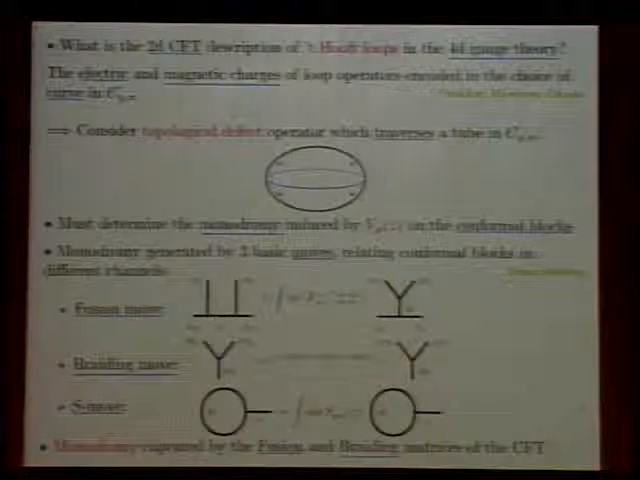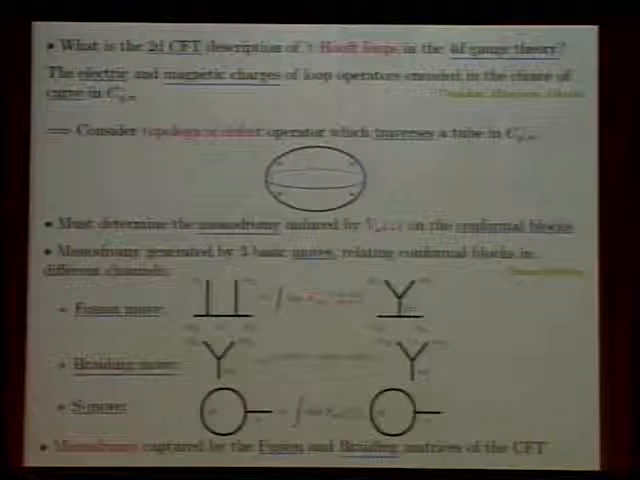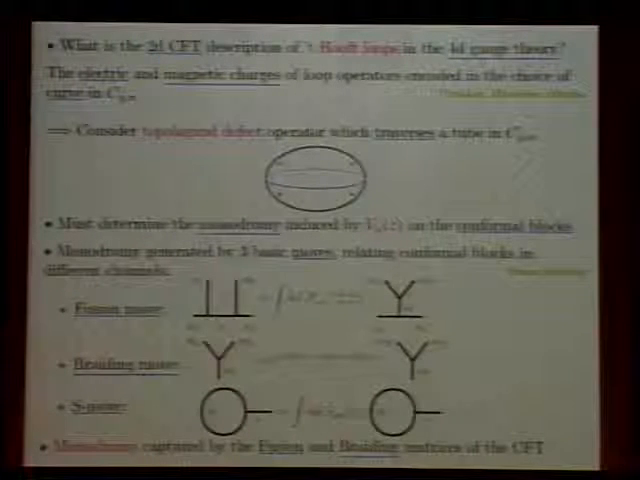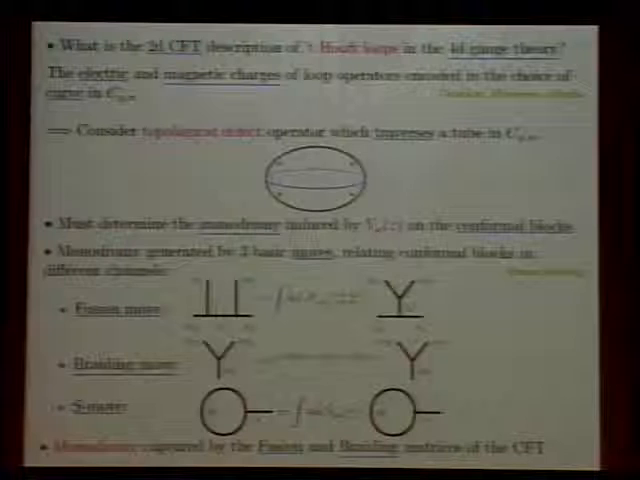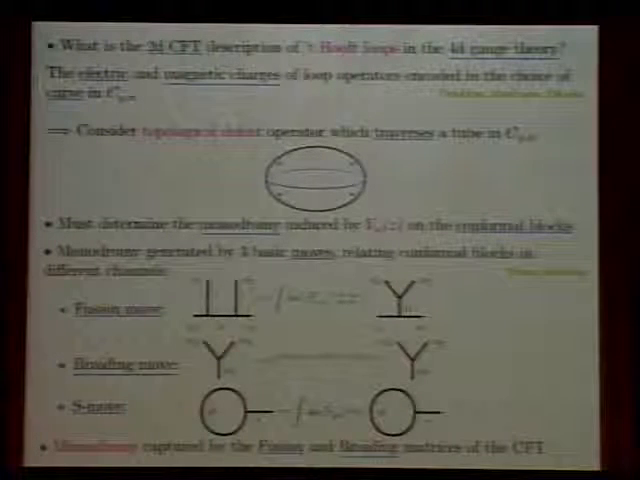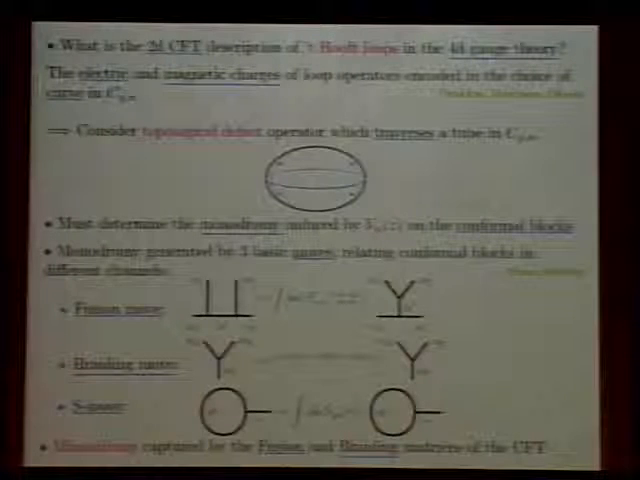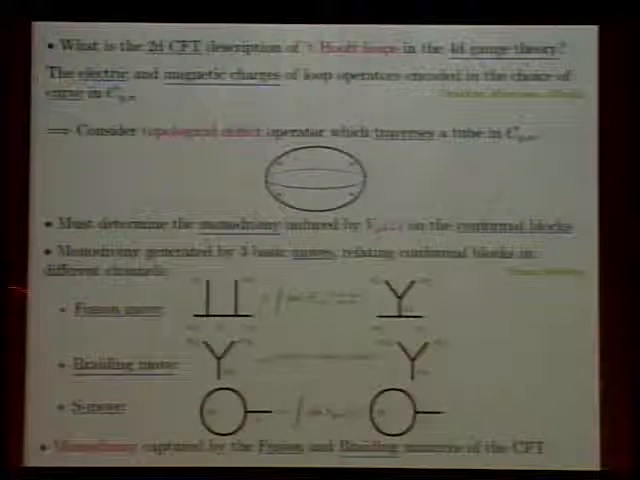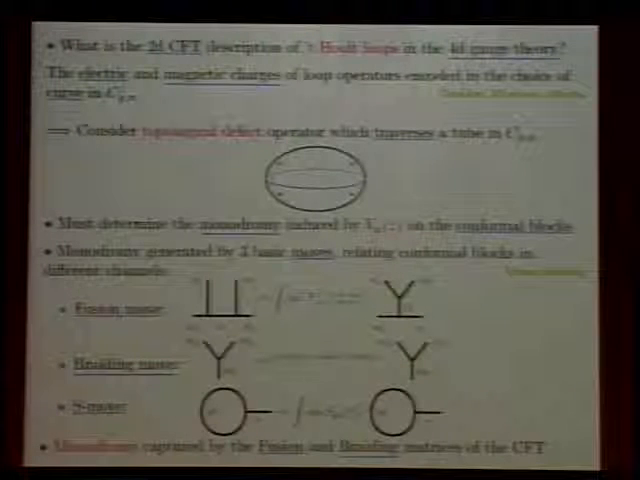Okay? So it's known from the 80s that any monodromy can be computed by concatenating essentially these basic generators of monodromies, which relate conformal blocks in different channels. And these are known as the fusion, the braiding, and the S moves. For this talk, we will only worry about the fusion and the braiding move.